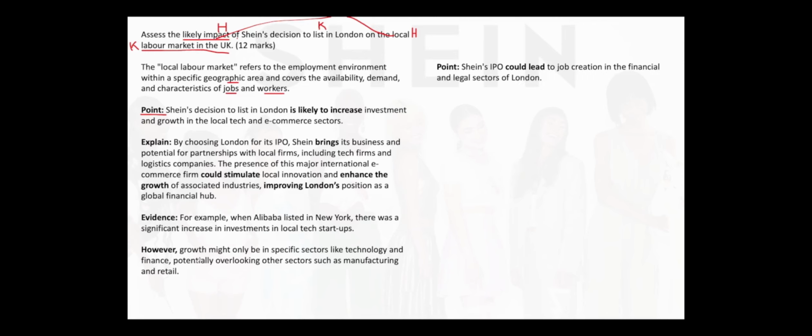On to our second point, Shein's IPO could lead to job creation in these sectors. Okay, so over here we're talking about investment and growth and stimulating. Over here we're directly talking about job creation in those sectors, the process of listing on the stock market. Now, this up here is talking about job creation. This is now linking it nicely into the process of IPO.